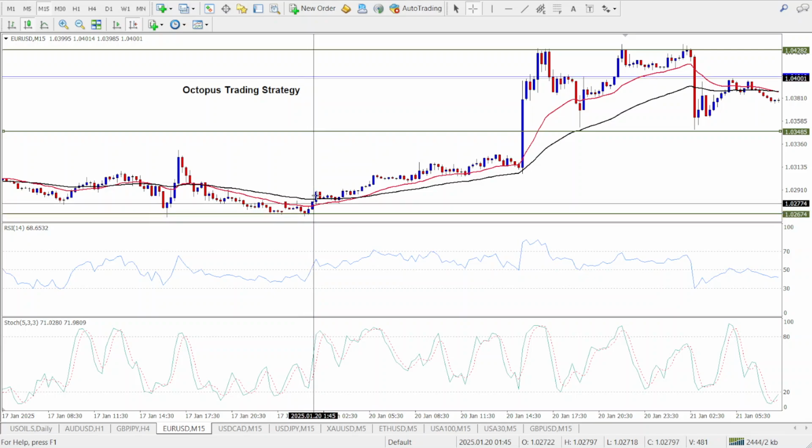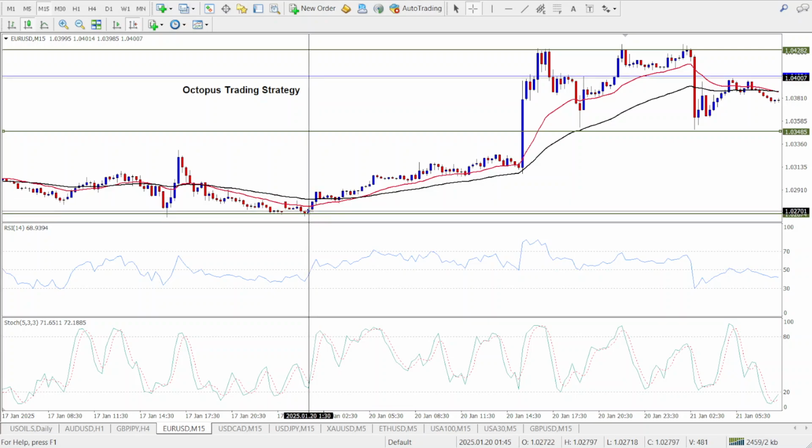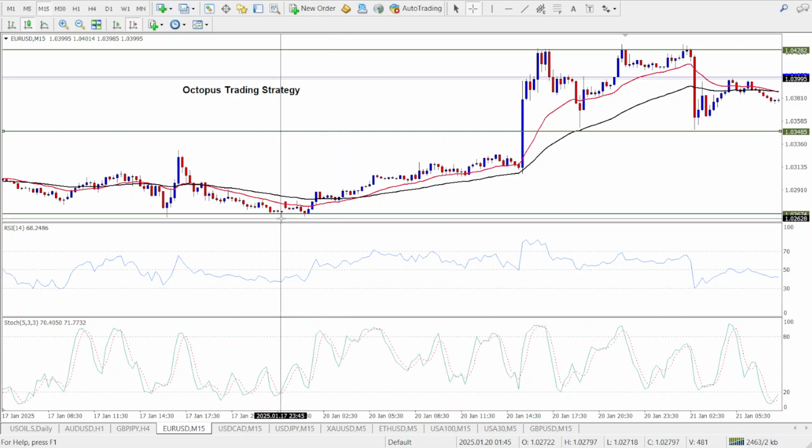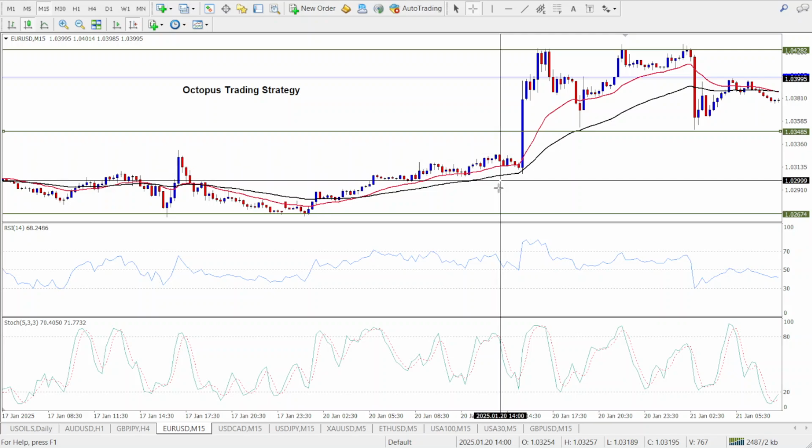We had three white soldiers, right? You can see we had three white soldiers, consecutive blue candles. So that is a bullish candlestick pattern. And right after the three white soldiers, we can see we had a little pullback and we had a continuation in the direction of the trend.